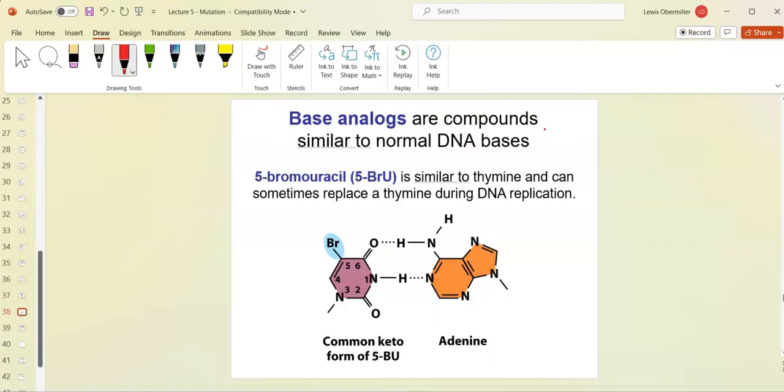All right. So this is a base analog. It's called 5-bromouracil, or 5BrU. It's very similar to thymine. So during DNA replication, let's say we fed this to mice, or we fed them to fruit flies or whatever. When the fruit fly cells replicated, and then of course we would hope that this would happen in their germ cell line. When those replicated, this base, it's a ketone form of 5-bromouracil, and that pairs with A, right?